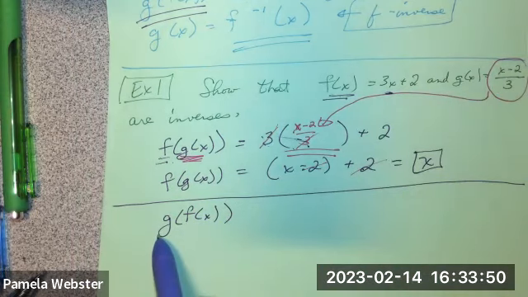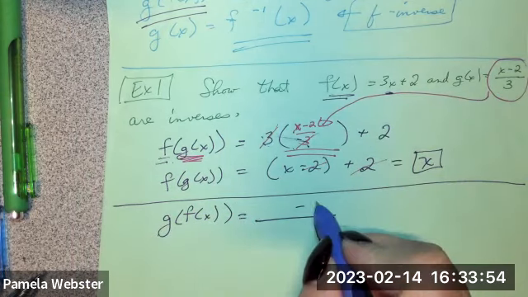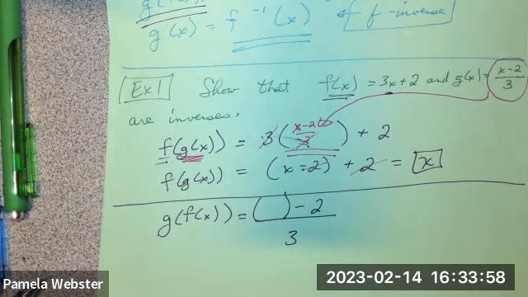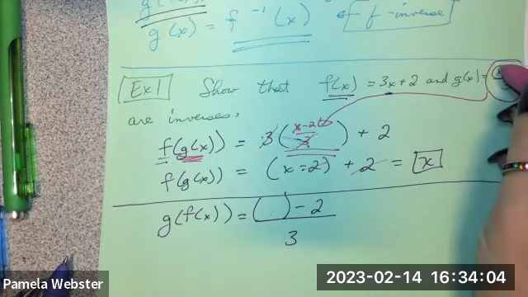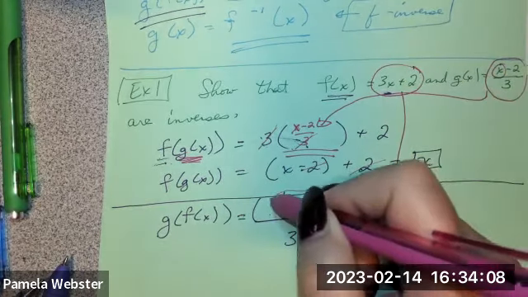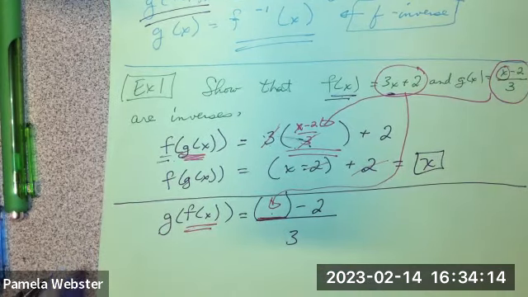He's on the outside. So it's going to be something, that equals something minus 2 over 3. And whatever I'm plugging in, I'm going to plug it in where I see an X, right? So this is where my X guy was. This is what I'm plugging in. So the 3x plus 2 is on the inside. It's going to go inside here. So what does that look like?